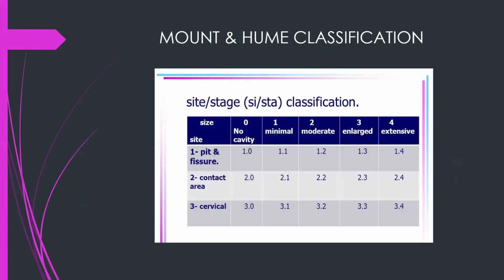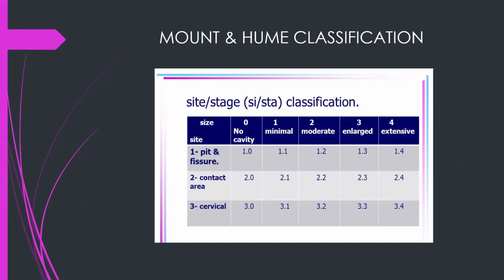So when you are writing about Mount and Hume's classification, this is a graphical representation. The first number represents the site and the second number represents the size. So if you have 1.0, it means that 1 is the pit and fissure and 0 is no cavity or just the start of a cavity.